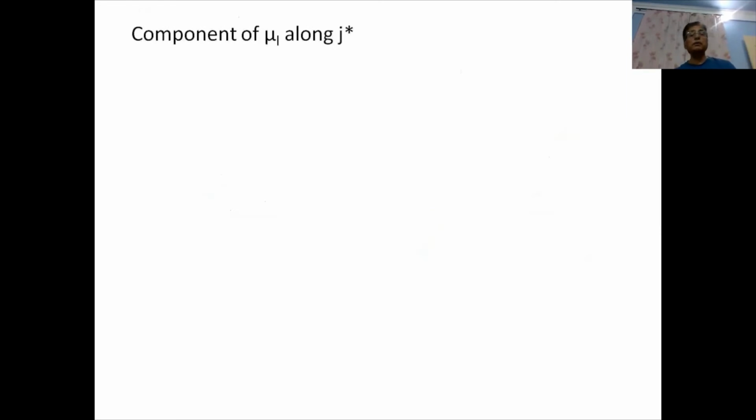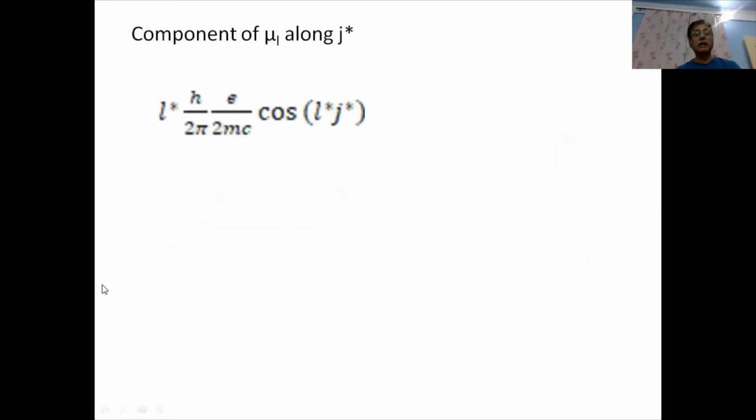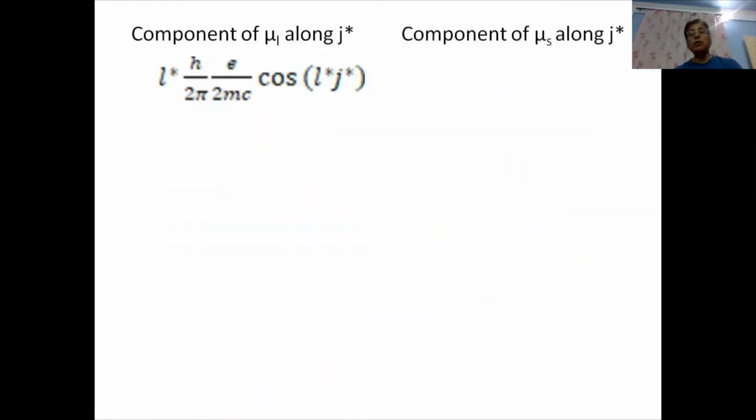Now, what is the component of mu L along J star? You can see from here. This is L star h by 2 pi e by twice mc into cos of the angle between L star and J star. We can take the cosine function of this one. Similarly, we have the component of the magnetic moment associated with the spin along J star, and that will again be given by 2 S star h by 2 pi e by twice mc cos of the angle between S star and J star.